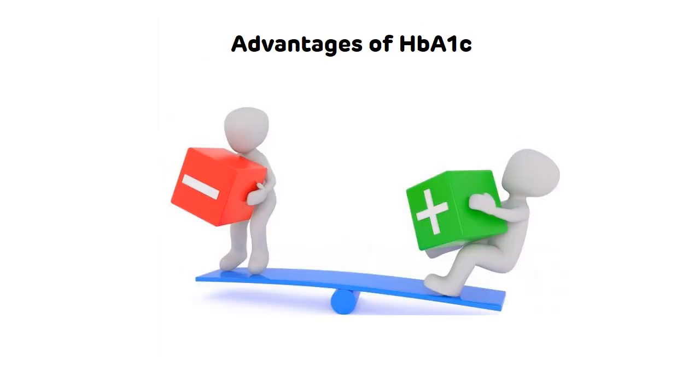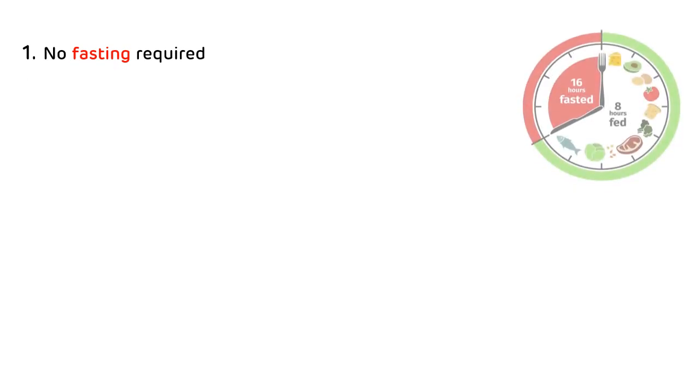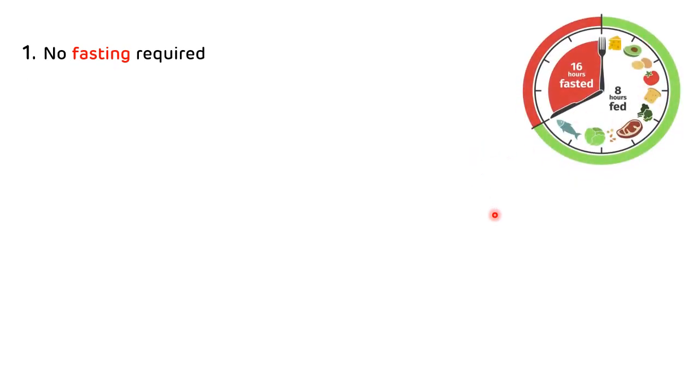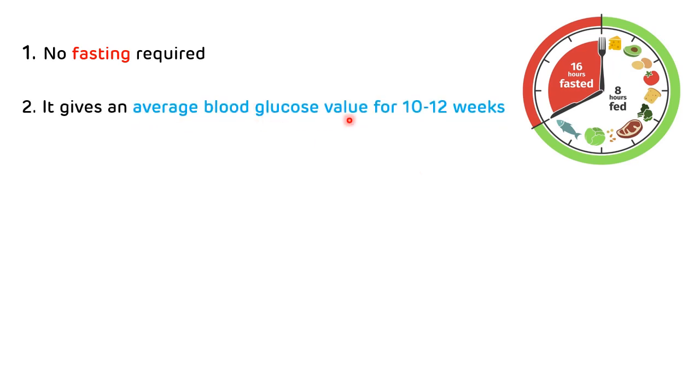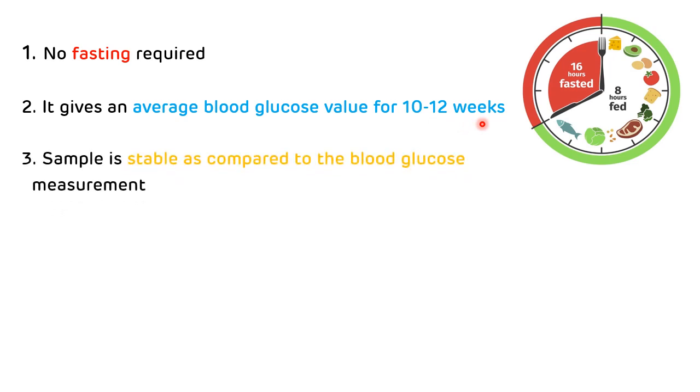Now, advantages of HbA1c. First, an important advantage of HbA1c is no fasting required for the HbA1c test. Second advantage of HbA1c test is it gives an average blood glucose value for 10 to 12 weeks, which is around 3 months. Third advantage is HbA1c sample is stable as compared to the blood glucose measurement.